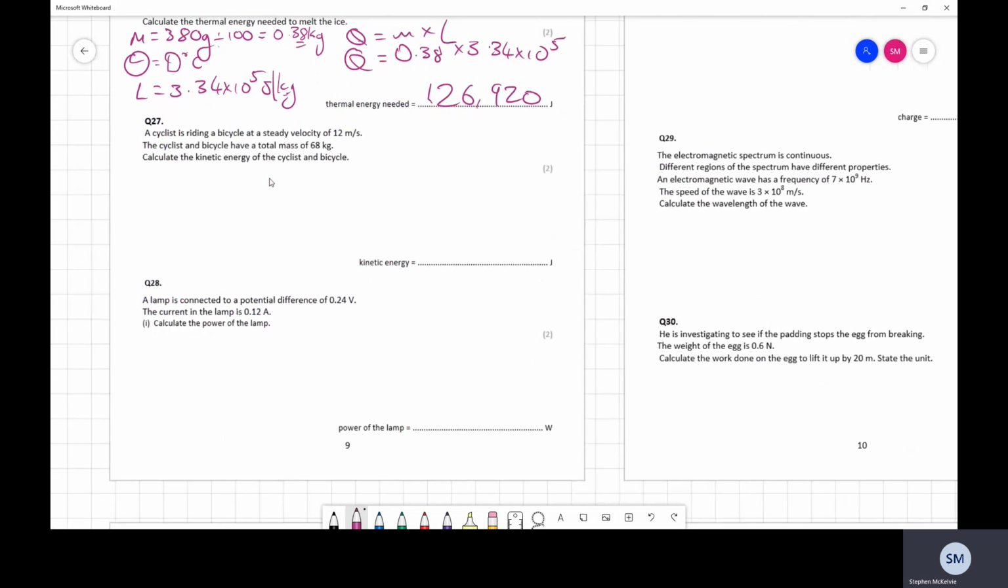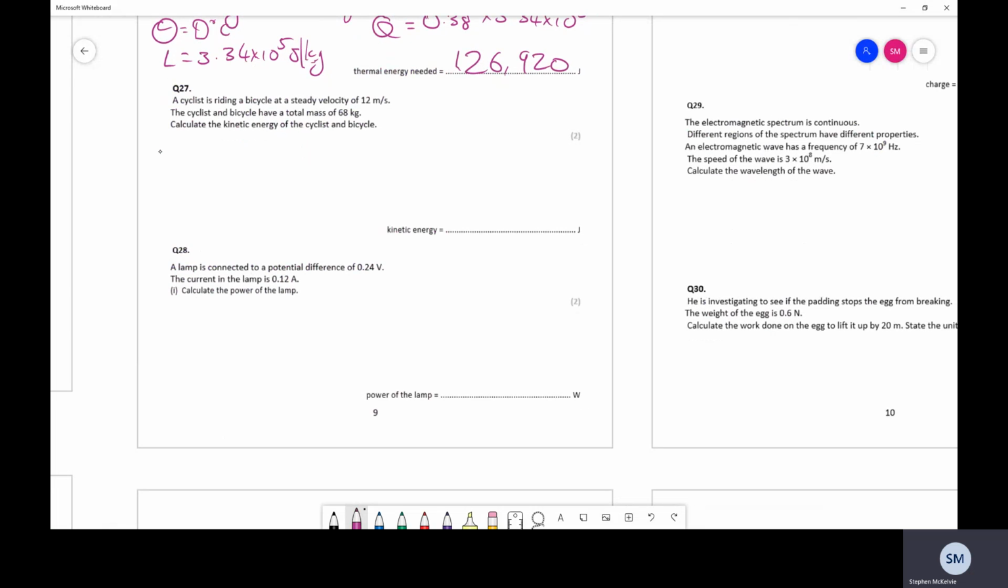Repairing a bicycle. Repairing, I read that as, but it's not repairing. A cyclist is riding a bicycle at a steady velocity of 12 meters per second. The cyclist and the bicycle have a total mass of 68 kilograms. I wonder where this is going.